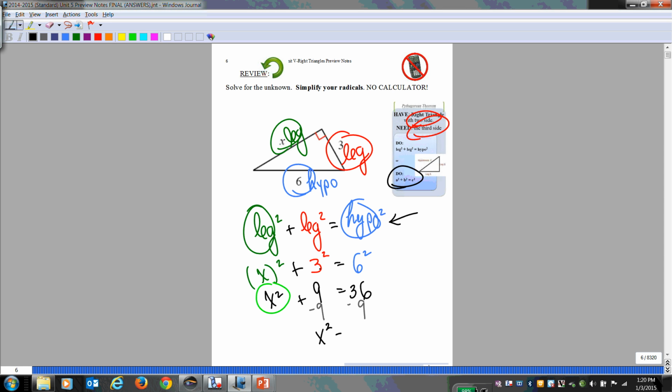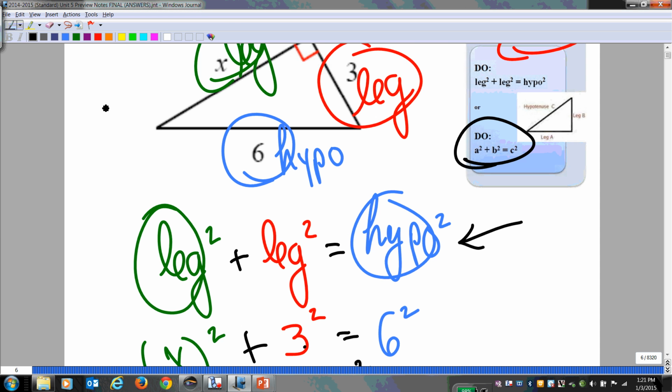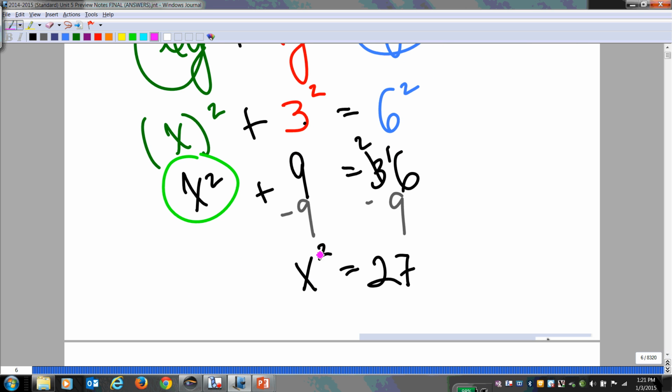We have x squared equals 27. Now, really important. The opposite of squaring is not dividing by 2. If you want to get rid of this 2, we do not divide by 2. What I just did was wrong. The opposite of squaring is square rooting. Please be very careful with that. The opposite of squaring is square rooting. So we have x equals square root of 27.